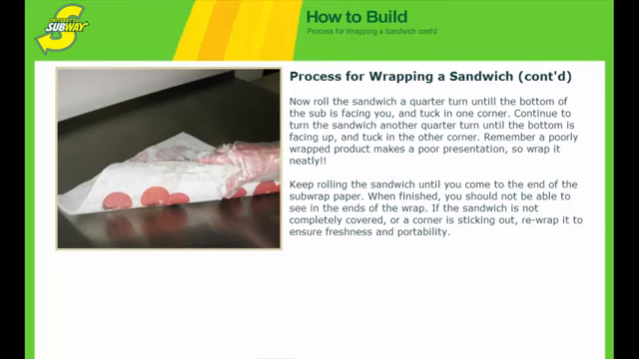Keep rolling the sandwich until you come to the end of the sub-wrap paper. When finished, you should not be able to see in the ends of the wrap. If the sandwich is not completely covered or a corner is sticking out, re-wrap it to ensure freshness and portability.